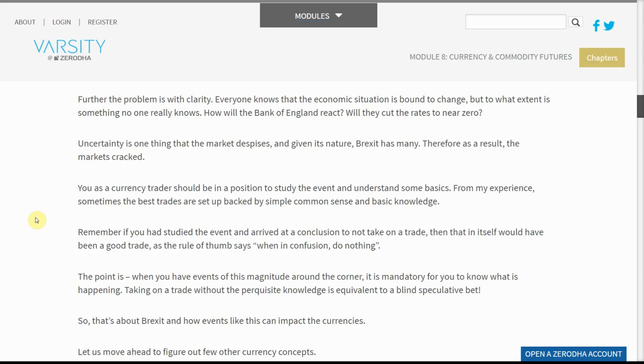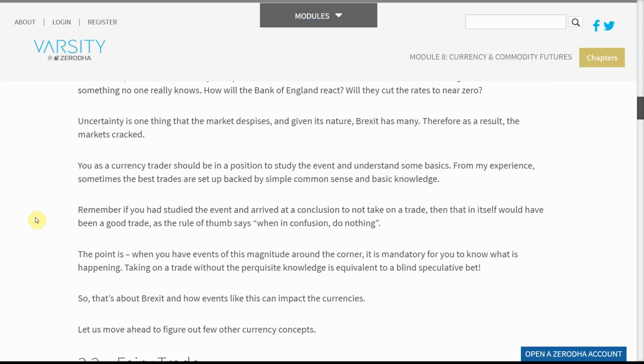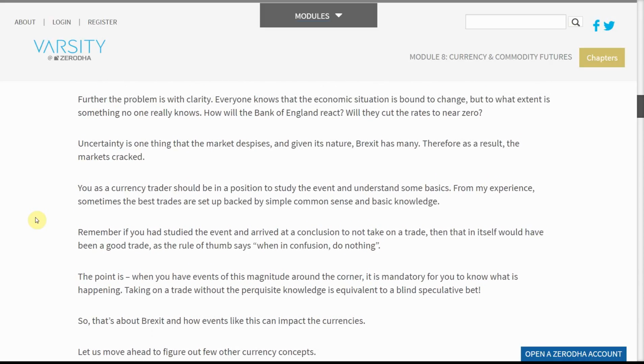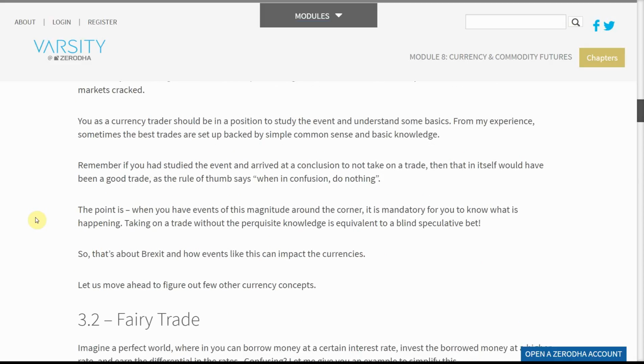Uncertainty is one thing that the market despises. And given its nature, Brexit has many. Therefore, as a result, the market's cracked. You as a currency trader should be in a position to study the event and understand some basics. From my experience, sometimes the best trades are set up backed by simple common sense and basic knowledge.